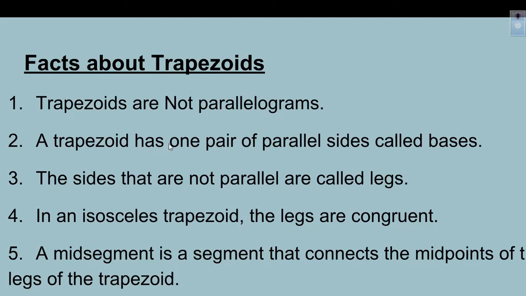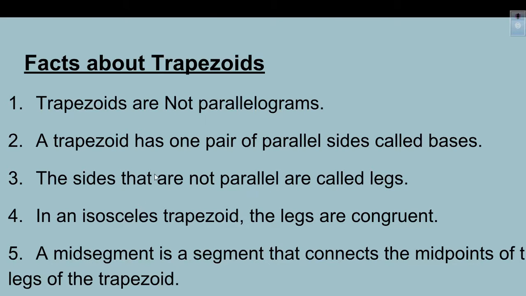The first thing about trapezoids, they're not parallelograms. A trapezoid has one pair of parallel sides called bases. The sides that are not parallel are called the legs. In an isosceles trapezoid, the legs are congruent. And just like a triangle, we have a midsegment for a trapezoid, and that midsegment is the segment that connects the midpoints of the legs of the trapezoid.